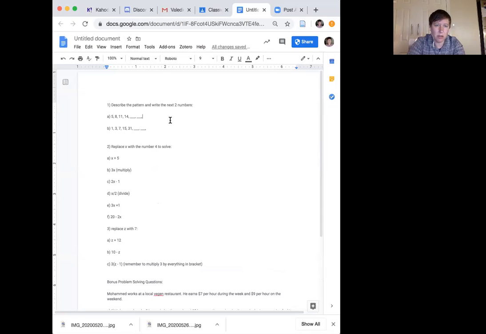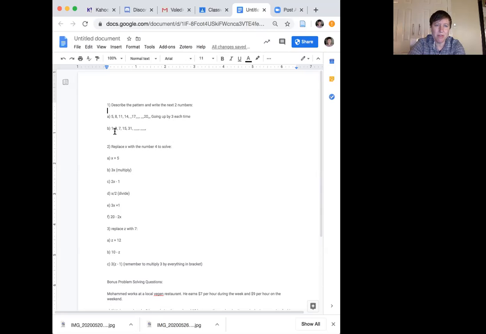The first thing it says is describe the pattern and write the next two numbers. So I have to describe what's happening here. It starts with the number 5 and goes up to 8. If I count up 5, 6, 7, 8, I'm going up by this amount. Let's see if it's the same on the next one, then I'll know my pattern. 8, 9, 10, 11, 11, 12, 13, 14. So yes, it's going up by 3 each time. I can start on 14, 15, 16, 17, and I get my next number. I can start on 17, 18, 19, 20, I get my next number. So the first one is done. That's all you have to do for the first one.